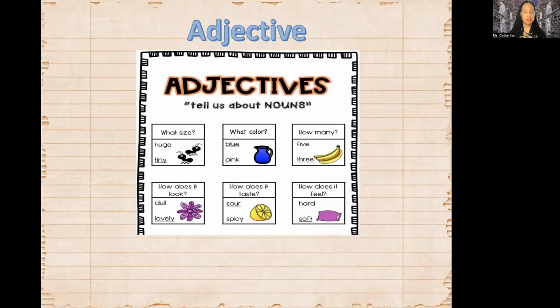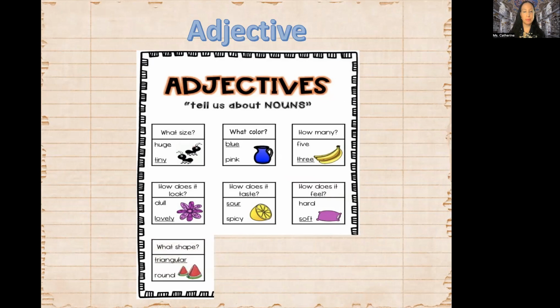How does it feel? It feels soft. What do we see in this picture? That's right, a pillow. Okay, we go to sleep with a pillow, right? Well, some people don't. I'll give you another bonus here. What color is the pillow? It's a pink pillow. Okay. So in pink pillow, what's the adjective? That's right, pink. And what's the noun again? Pillow. Good job.